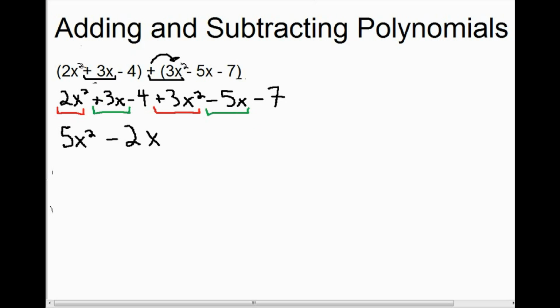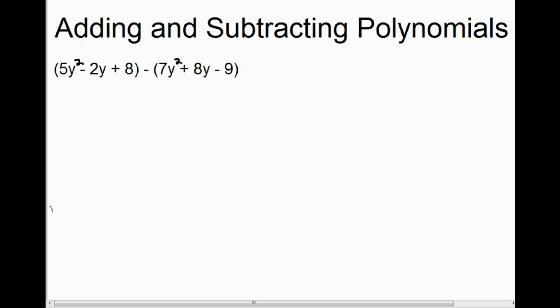And finally, we have minus 4. And there is a like term with that. It's minus 7. Again, we're going to look at this like we're combining operations. If I subtract 4 and then subtract 7, altogether I'm subtracting 11. And now we have a math sentence that is still a polynomial, but there are no more like terms here. And we got this polynomial by adding the like terms in the original two polynomials.